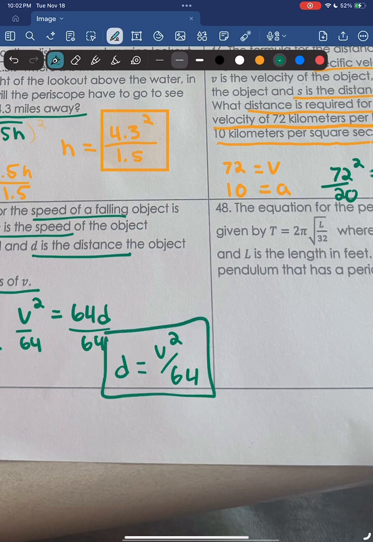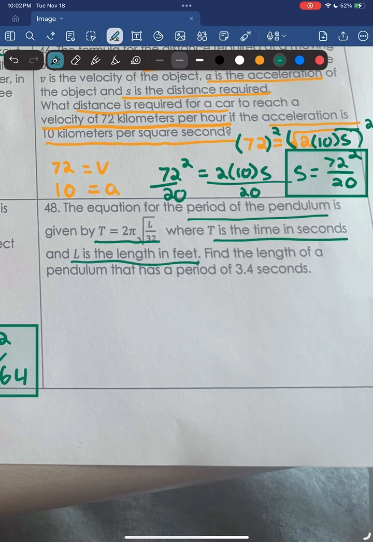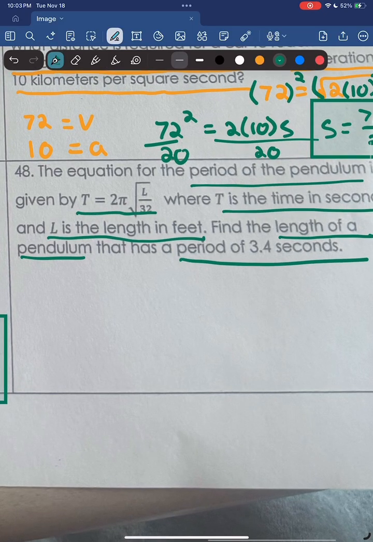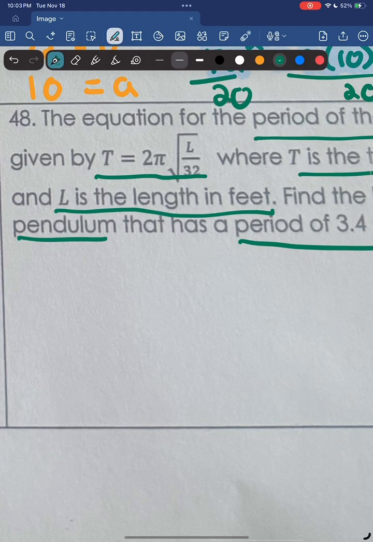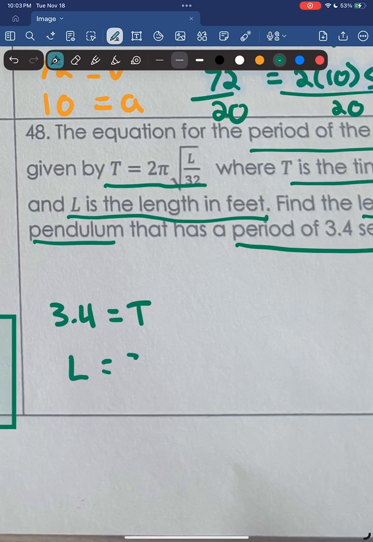Now for the last one. The equation for the period of a pendulum is T equals that. T is the time in seconds, L is the length in feet. Find the length of a pendulum with a period of 3.4. So we know the period T, so we have 3.4 seconds is equal to T. And we're solving for L. L is the question mark, right? There we go. That's a really terrible question mark. Let's try that again.